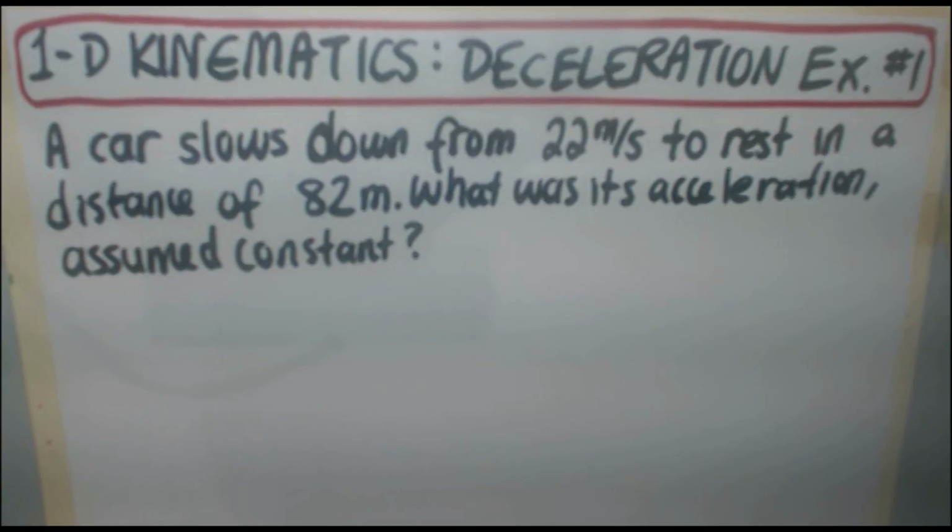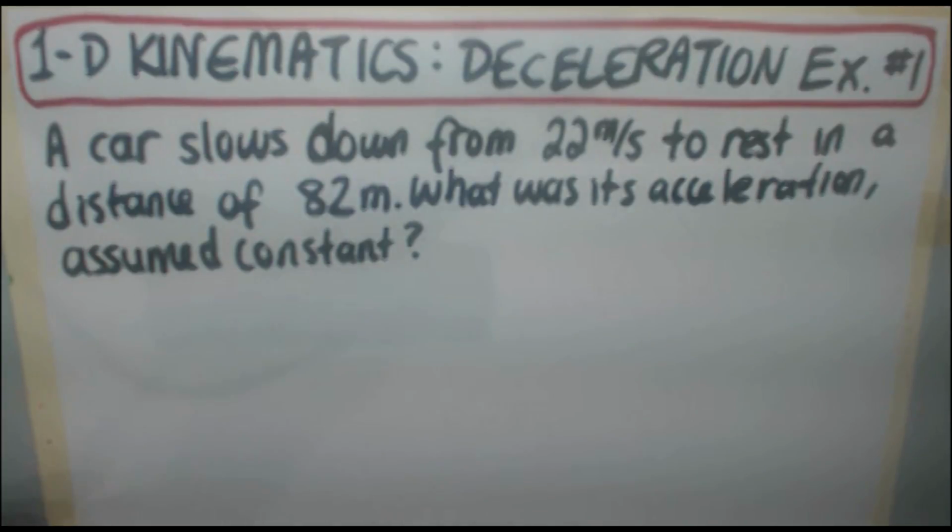This time, the first example of a few for deceleration. Okay, so a car slows down from 22 meters per second to rest in a distance of 82 meters. What was its acceleration, assumed constant? For the most part, we're always going to be dealing with constant acceleration. Once acceleration starts changing, then we're going to need functions to represent different things. But for this, it's going to be pretty straightforward, constant acceleration.